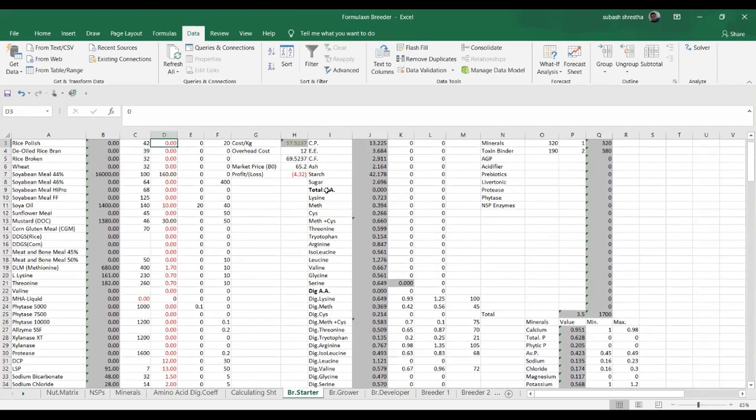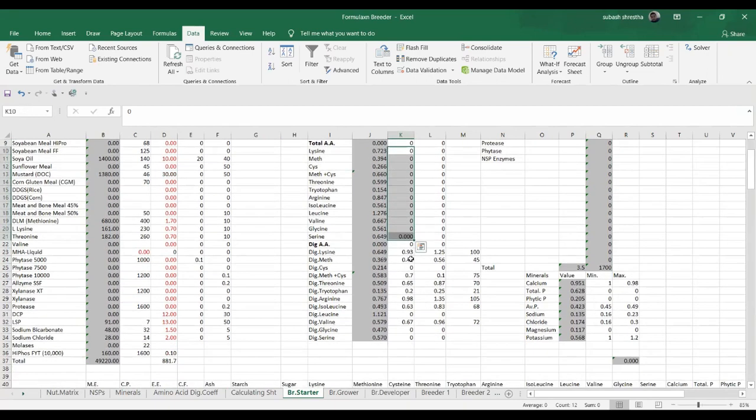Here I've given the total amino acid basis, but I have not put any data on the total amino acids because I don't have any data for total amino acid specifications. So here I only consider the digestible basis. So for starter, generally lysine is 1.26, right? And then I have set up the ratios.